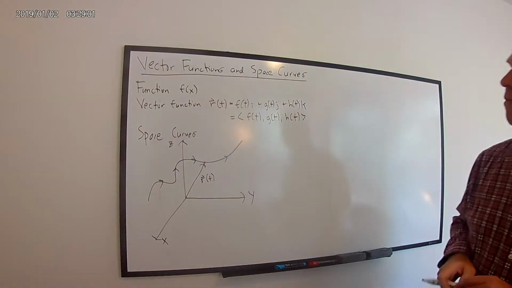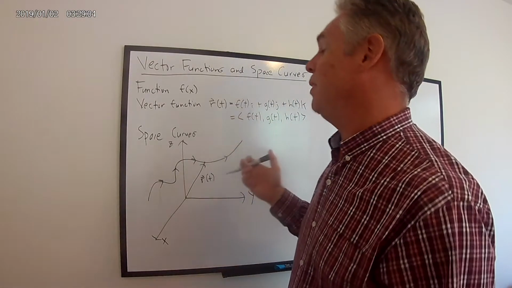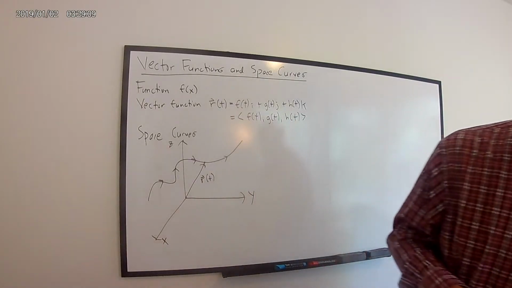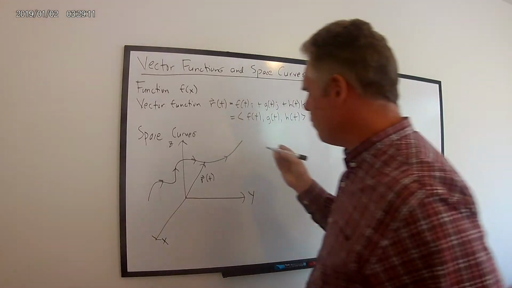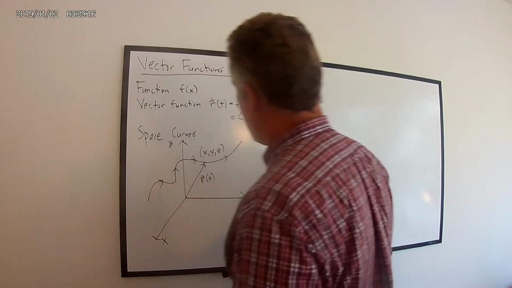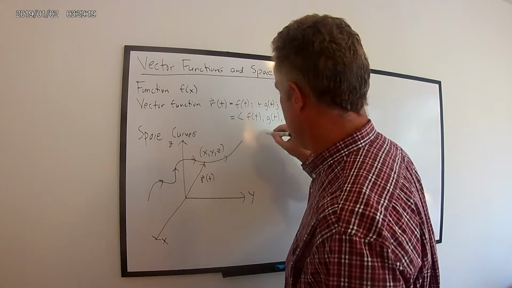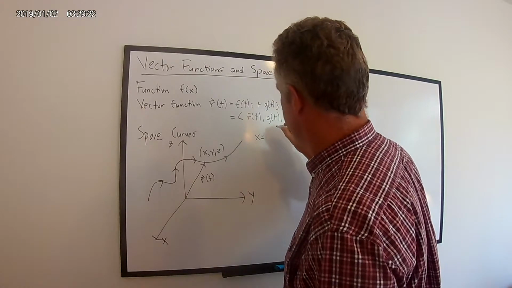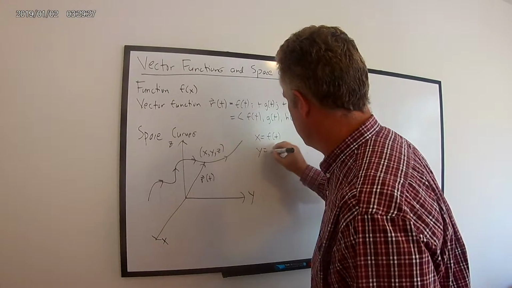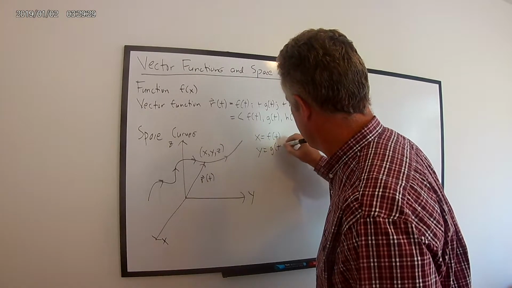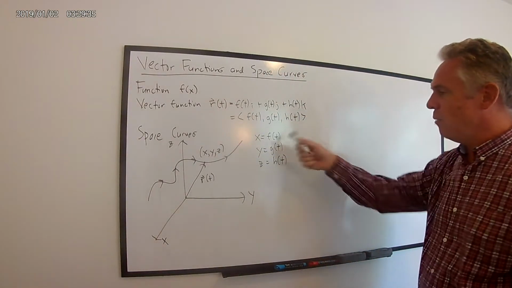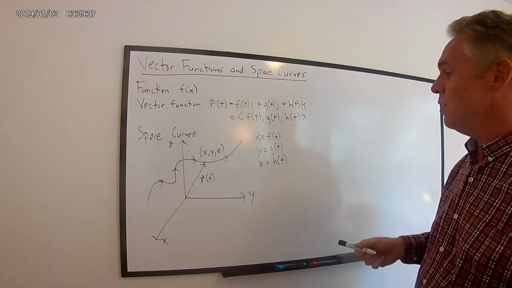So vector functions have a very important and straightforward application to trajectories that an airplane or a particle or some other object might take through space. Now, if we're interested in the point at which this particle is located at a certain time, we would write this point as x, y, and z, and these would each be functions of t. So x would equal f of t, y would equal g of t, and z would equal h of t.